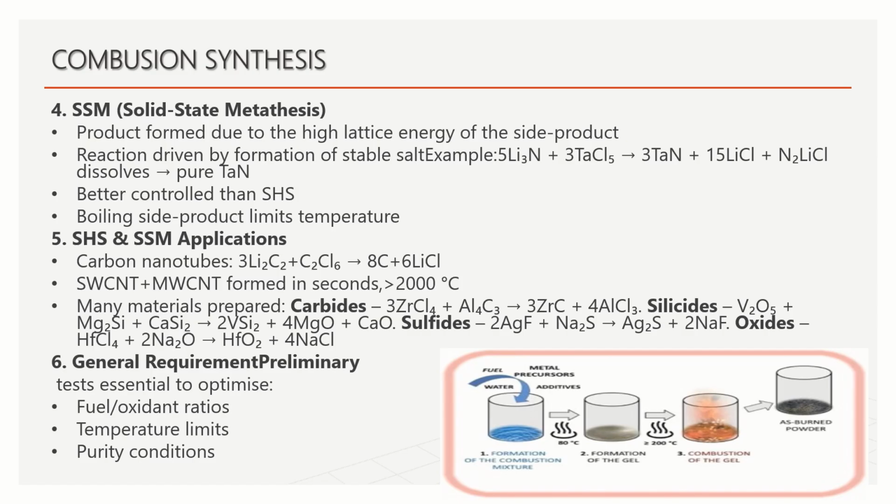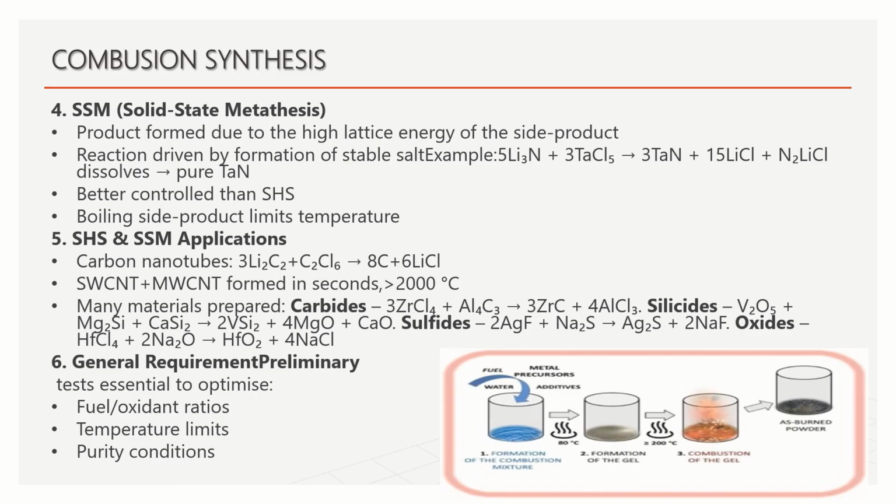These reactions result in the making of carbon nanotubes in seconds. The SHS reaction can make extremely advanced material. For example, in the reaction shown here, lithium carbide reacts with C2Cl6 to give the product. This produces carbon nanotubes, both single walled and multi walled bamboo type nanotubes, in just a few seconds at temperatures over 2000 degrees Celsius. This shows how powerful the SHS method is.